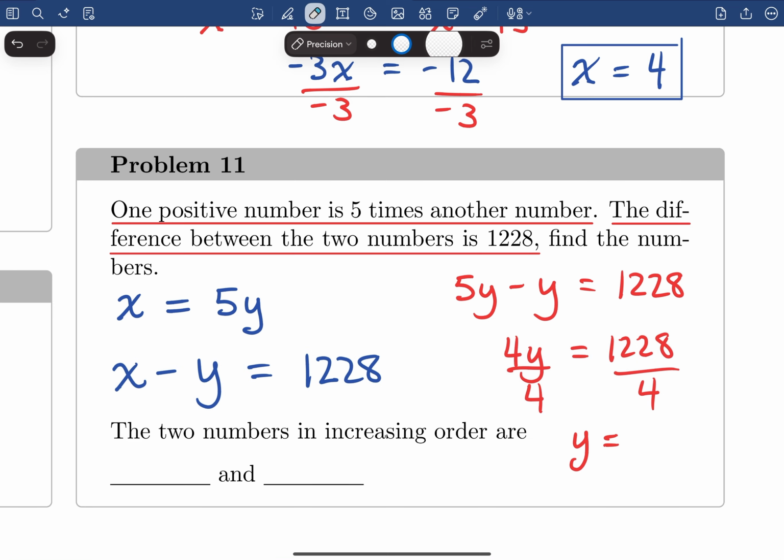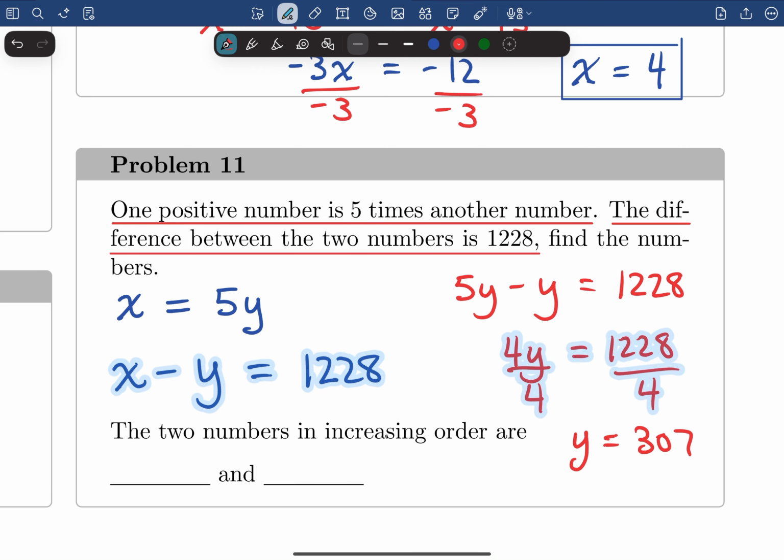I'm going to grab a calculator really quick so I don't have to think too hard this morning. Okay. First time we're getting out our calculator. Awesome. So I notice, well, that result is 307. Okay, I have just found one of the numbers.